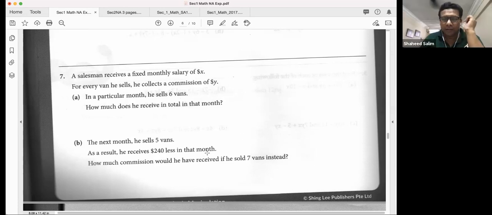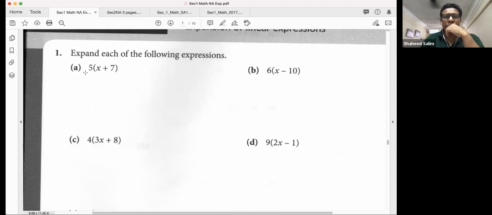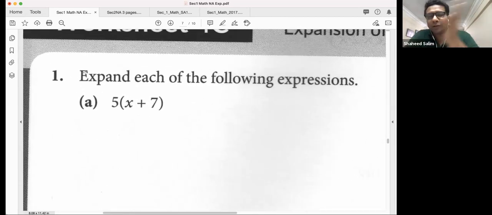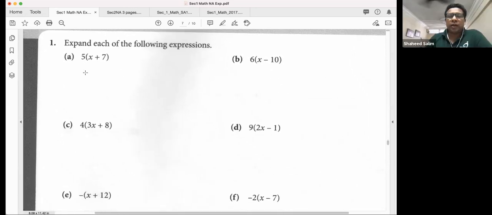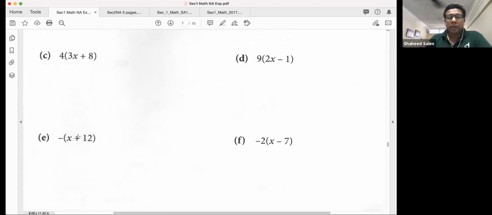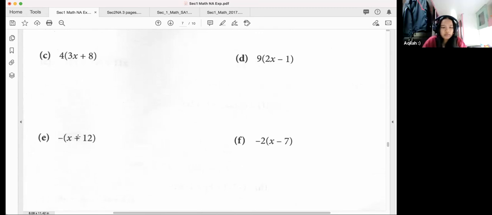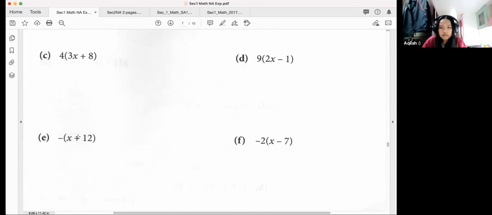At least you understand. Okay, so now this is dealing with expansion. Can you just tell me what's the expansion for this? Mentally, just tell me. 5x plus 35. Good, okay. Can we try D? 18x minus 9. Good. What about E? Negative x minus 12. Good. F? Negative 2x plus 14. Good.